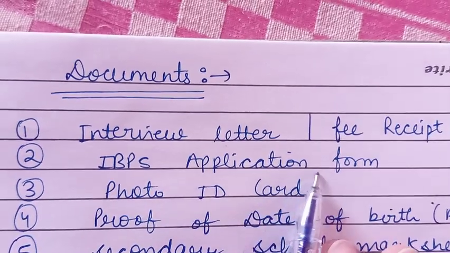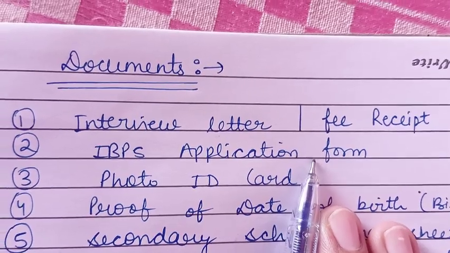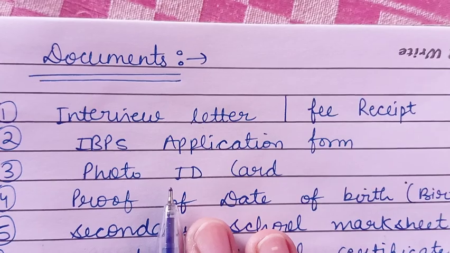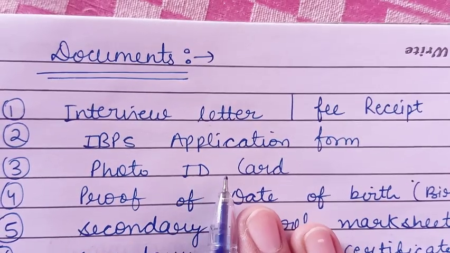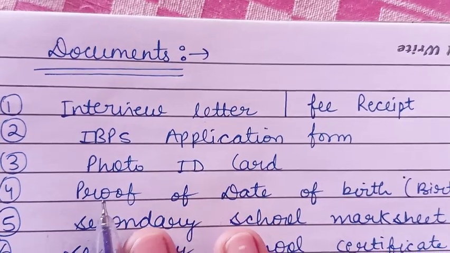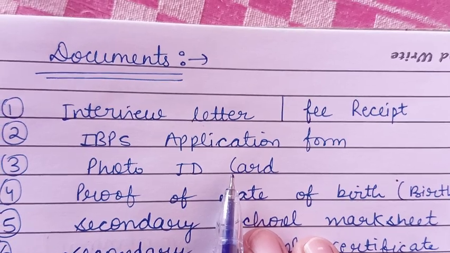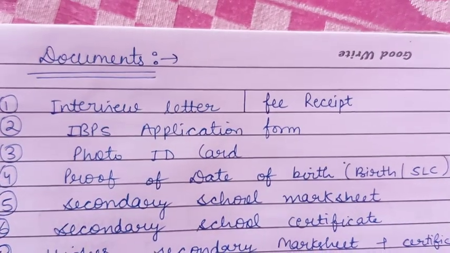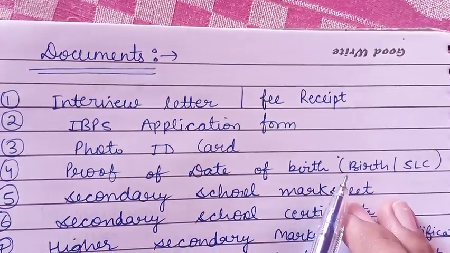Then there is the IBPS application form, okay, you should have that. And after selection also, IBPS gives the link to re-download the application form. Then there is the photo ID card. The photo ID card can be Aadhaar card, PAN card, so these types of photo ID card will go. Then proof of date of birth, and for proof of date of birth, it can be your 10th mark sheet, or it can be your birth certificate or school leaving certificate, okay. So these documents are required for date of birth proof.